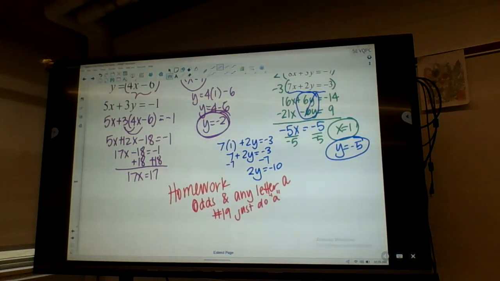Does that make sense? If they're numbers, do the odds. If there's letters, do letter A. If it doesn't make sense, just do them all.